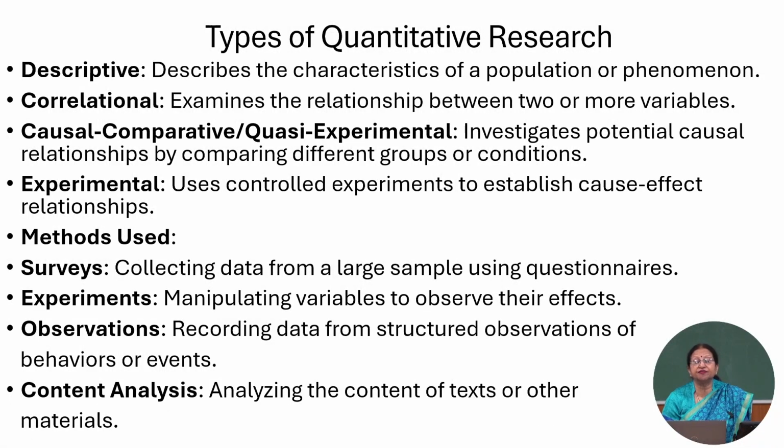Types of quantitative research. Now, even in quantitative research, there are several categories. Descriptive describes the characteristics of a population or phenomena. Correlational examines the relationship between two or more variables. Causal comparative, or quasi-experimental, investigates potential causal relationships by comparing different groups or conditions. Experimental uses controlled experiments to establish cause-effect relations.